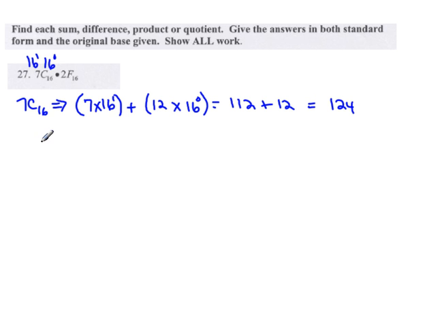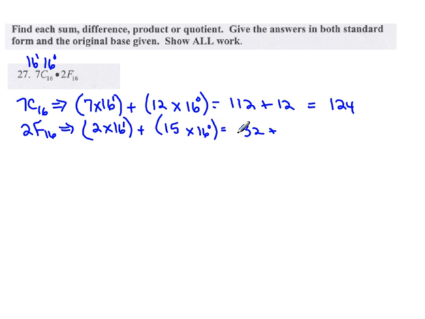Now let's convert 2F base 16. Again, the place values remain the same, so 2 times 16 to the first. And again, I can't use F, so use your chart, and you see that F is the value of 15, so 15 times 16 to the 0. Do the math. 2 times 16 to the first is 32. 15 times 16 to the 0 is 15. Add the numbers, and you get 47.